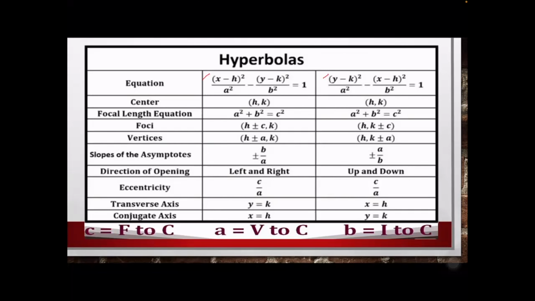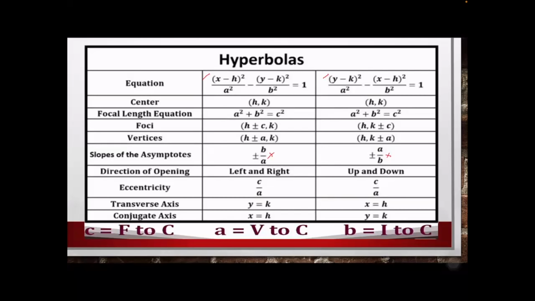Slope of the asymptote for the case 1, we have b over a. Palagyan po ito ng x. Okay. Tapos ito, positive and negative a over b. So, baliktad sila. Siya lang isipon. Direction of the opening for the case 1, it's left and right. For the case 2, it's up and down. Then, eccentricity, c over a. Pares lang silang c over a.